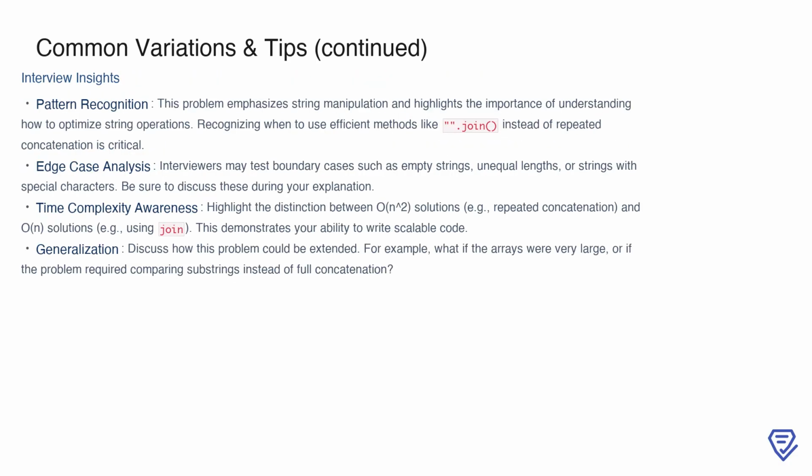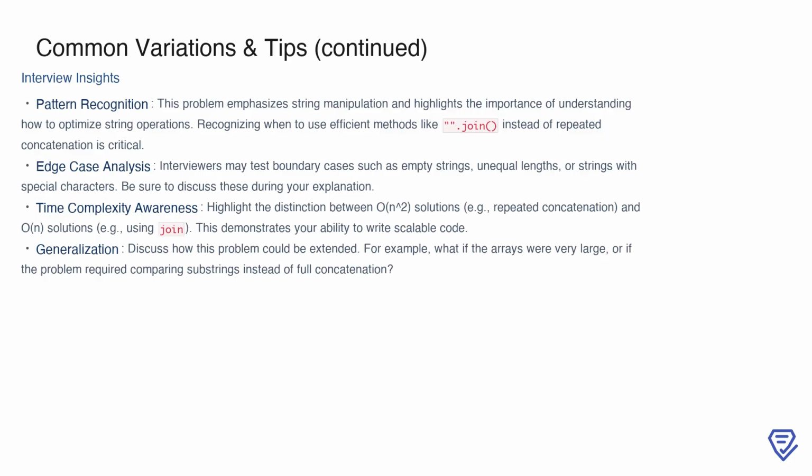When working on this problem, there are several key insights that can help you impress an interviewer. First, recognize the importance of efficient string manipulation. For example, using .join instead of repeated concatenation not only avoids inefficiencies but also demonstrates your ability to optimize operations. Additionally, you should be prepared to analyze a variety of edge cases, including empty strings, arrays of unequal lengths, and strings with special characters. Highlighting these cases during your explanation shows that you're thorough in your approach.